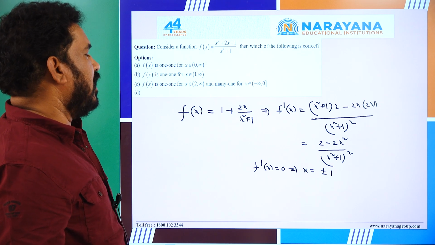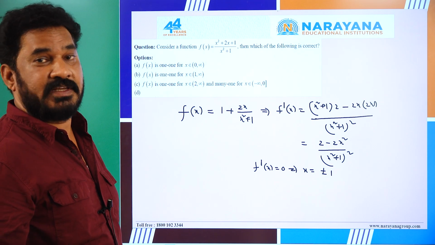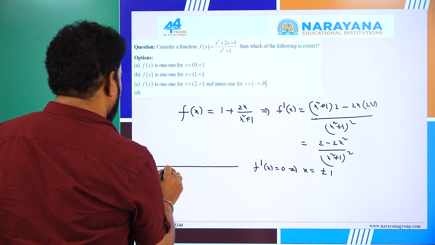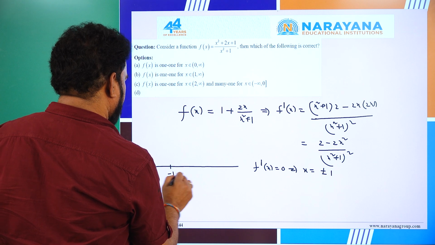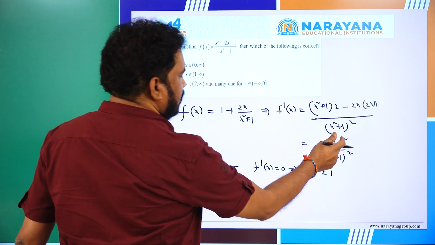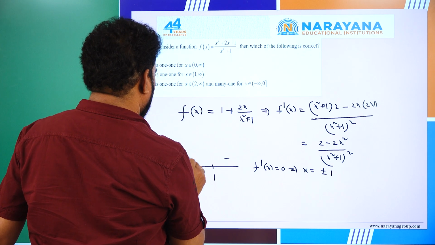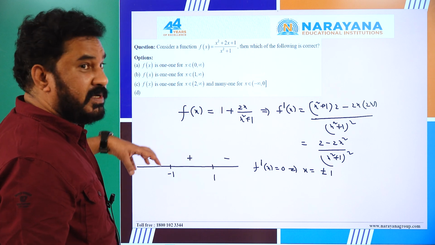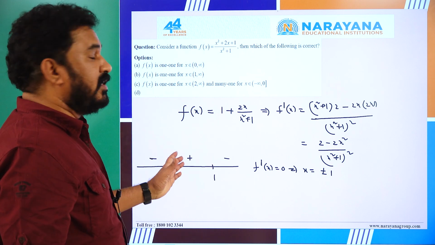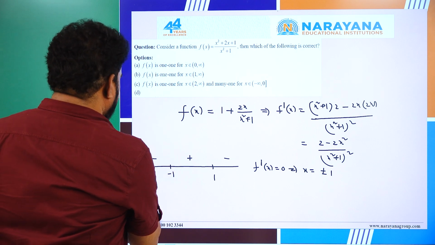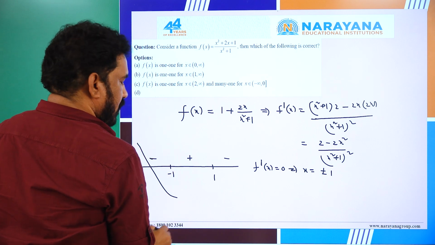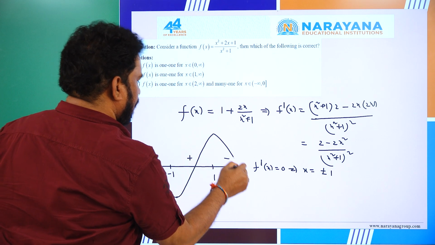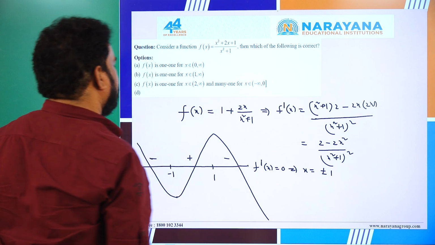So, at plus 1 and minus 1, the graph takes a turning. If you draw the graph, it will be like this. Where it has turning is at minus 1 and 1. Because the x square coefficient is negative, you come with minus, plus, minus. So, for f dash x, minus means the graph is decreasing there. Plus represents increasing. So, the graph is decreasing till it reaches minus 1, turns, again it is increasing till 1, and then decreasing. So, this is the graph.